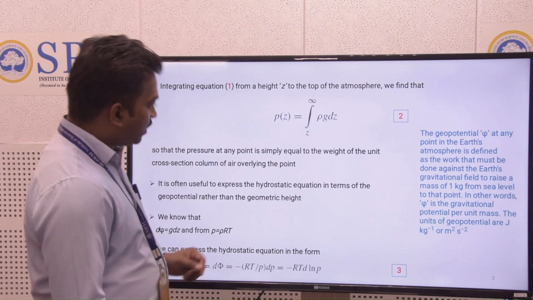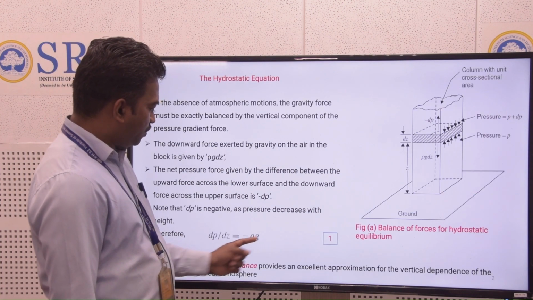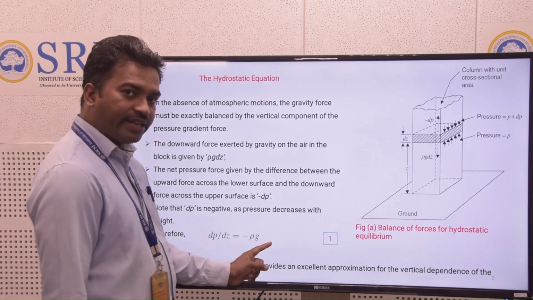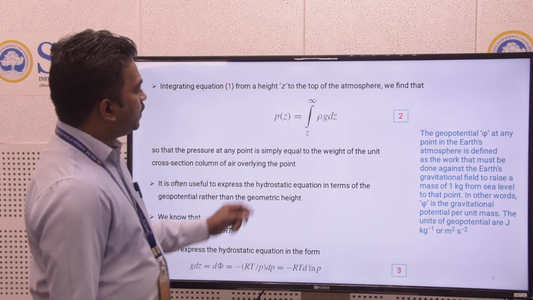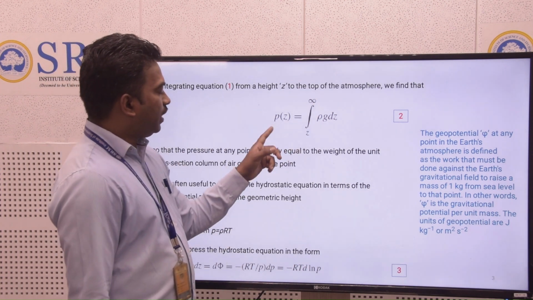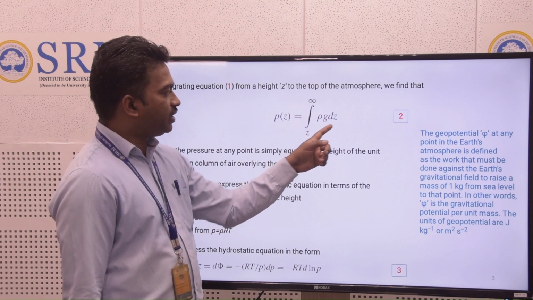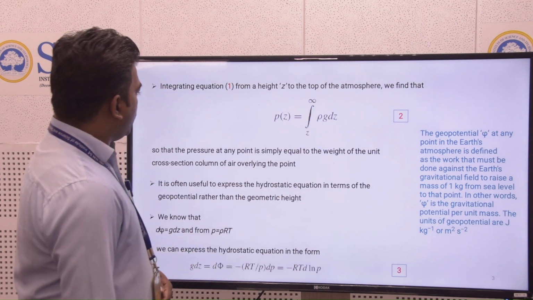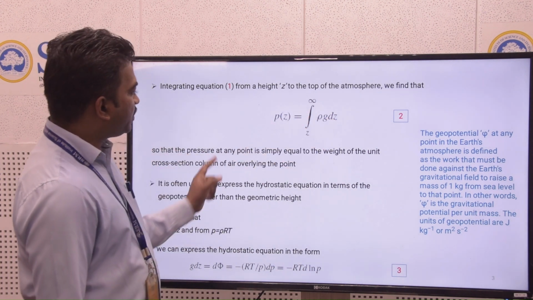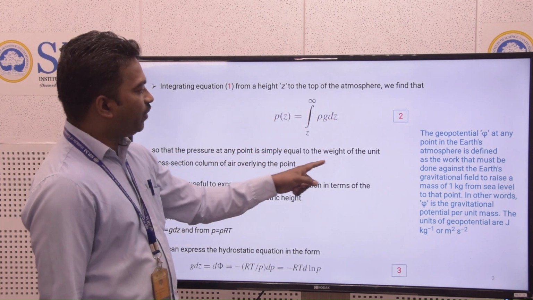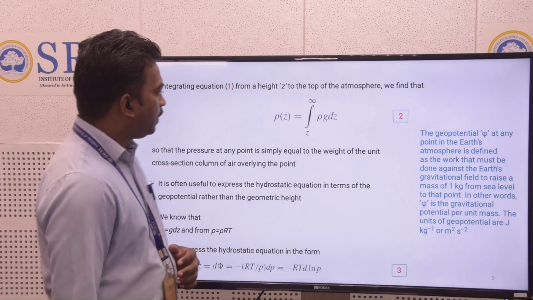Again I can show you that equation. dP by dz is equal to minus rho g. This dz is taken to the right hand side and then we integrate from z to infinity. So we obtain P of z is equal to integral z to infinity rho g dz. From this expression we can understand that the pressure at any point is just equal to the weight of that unit cross-section column of air.